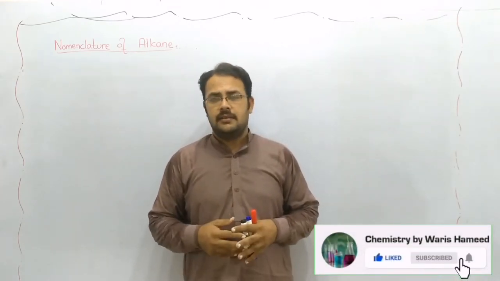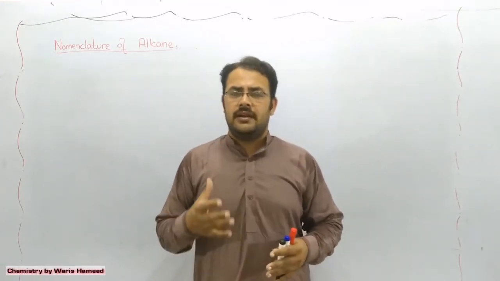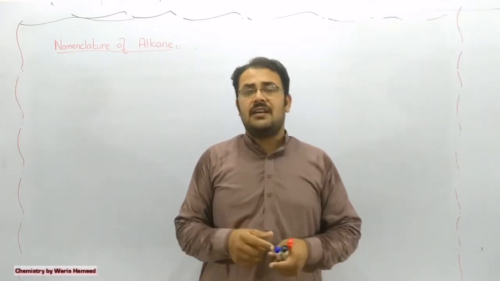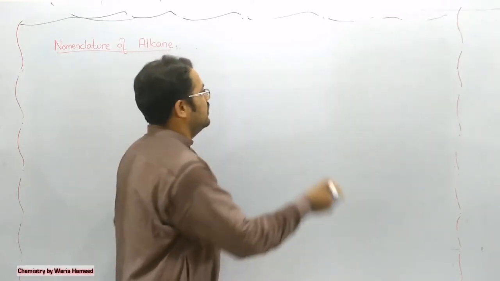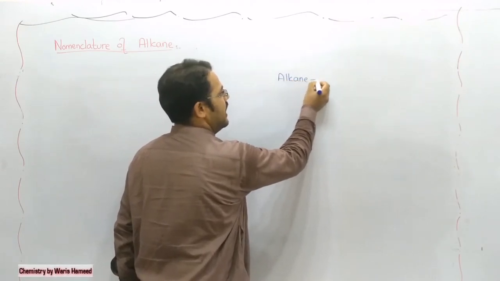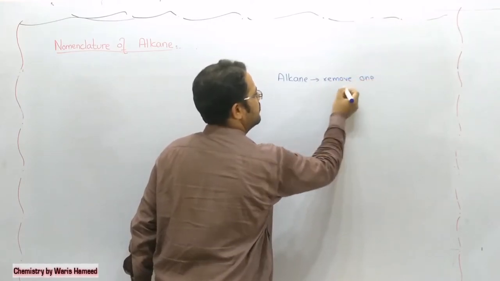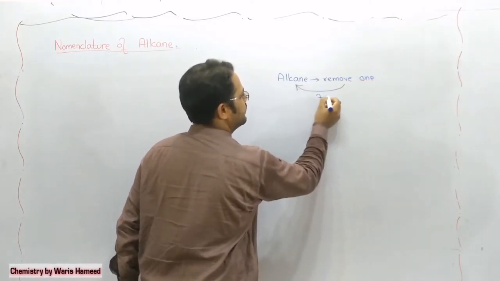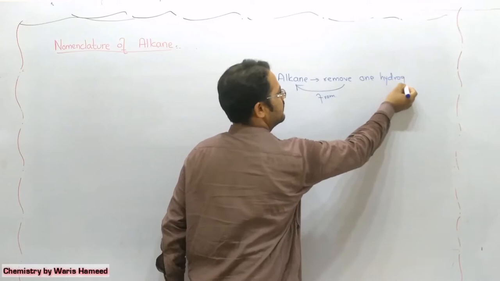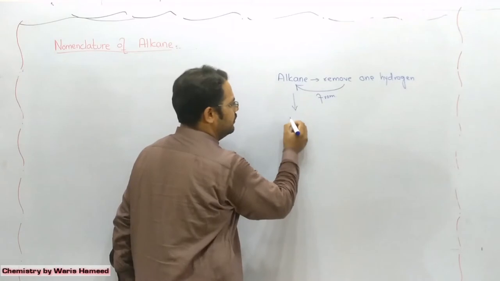In this video lecture, we will discuss the nomenclature of hydrocarbons, and I have chosen just alkane. First of all, what is an alkyl group? If we have any alkane and we remove one hydrogen from alkane, then it forms an alkyl group.